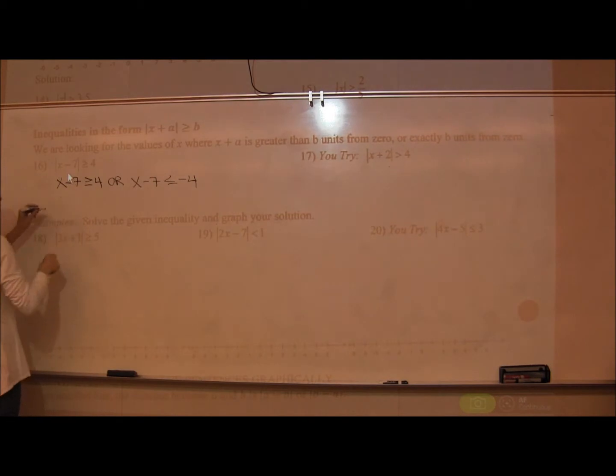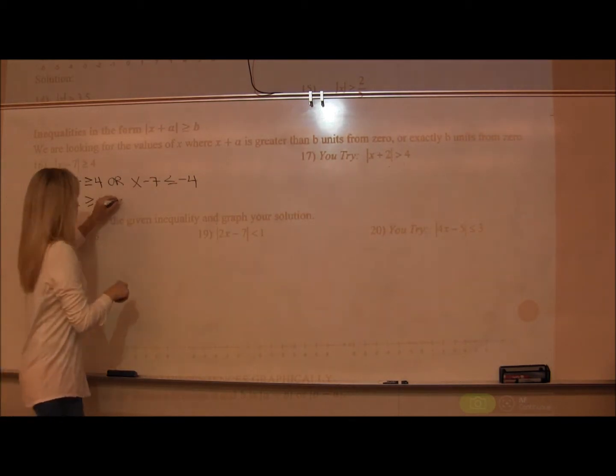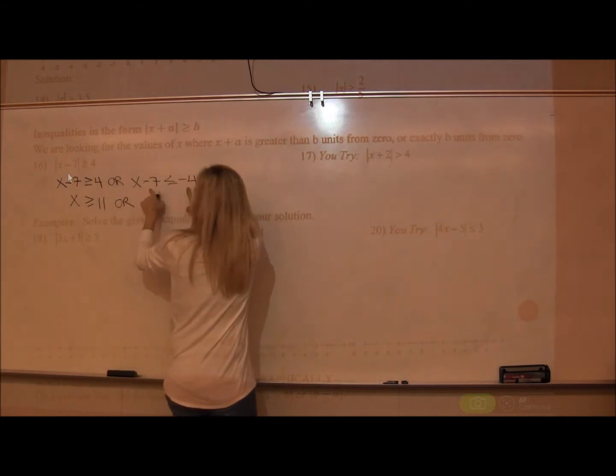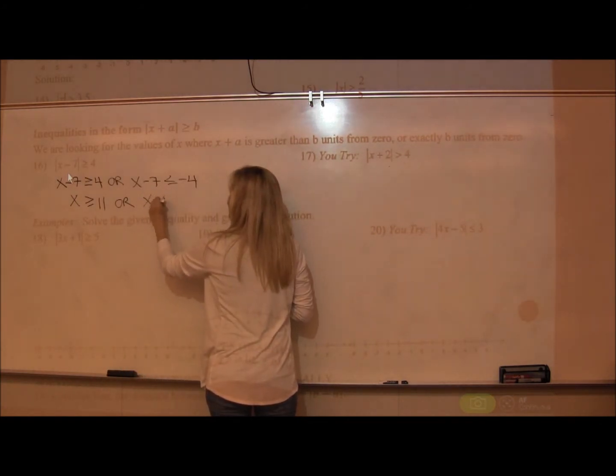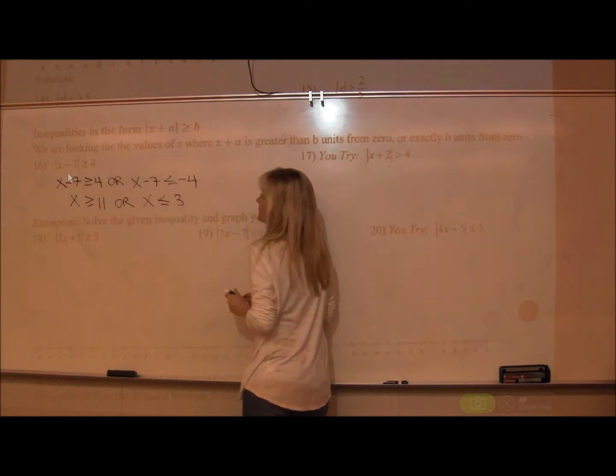Okay, now I'm going to add 7 to both sides. X is greater than or equal to 11. Or we're adding 7 to both sides. X is less than or equal to 3.